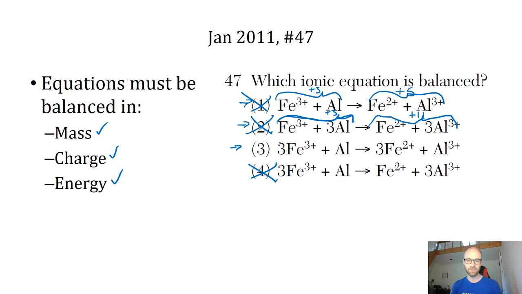So the total sum of the charges here, I'm going to do a square bracket, is +9. 3 times 2 is 6. 6 plus 3 is +9. So that's our answer. So in looking at these reactions, not only do we have to balance them for mass, we have to balance them for charge.